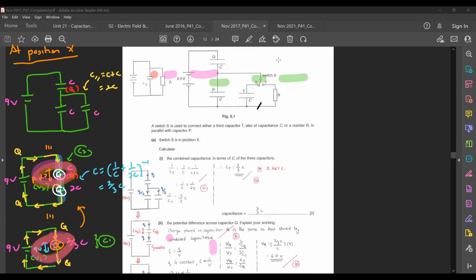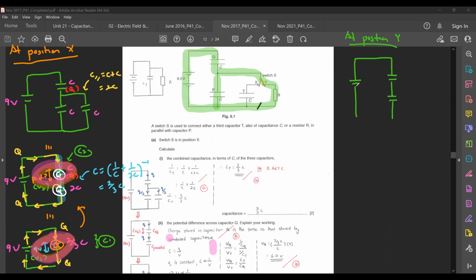So at switch position Y, you are now right over here. Okay, so your entire circuit can be considered as something like this right now. Okay, so this one is at position Y. Now, if you redraw your circuit, this one will be what you have. This one is your fixed resistor. Then you get something like this.